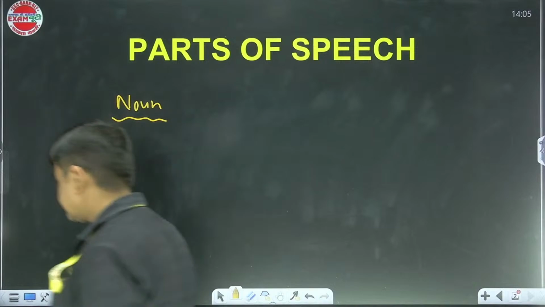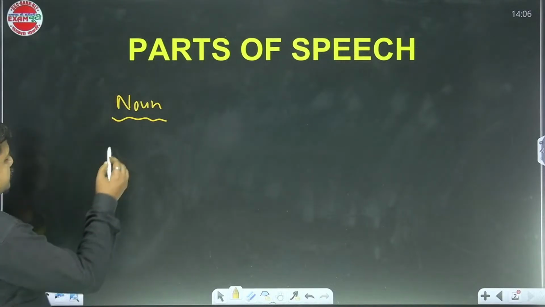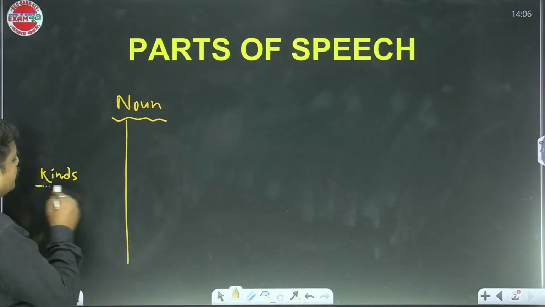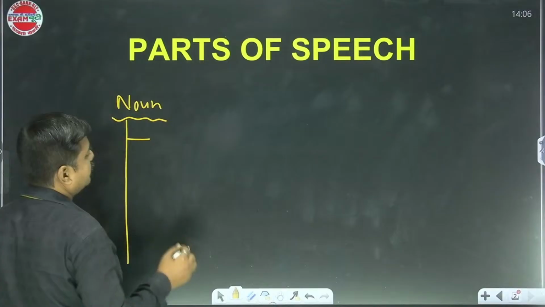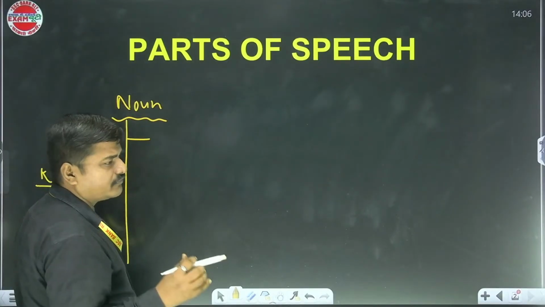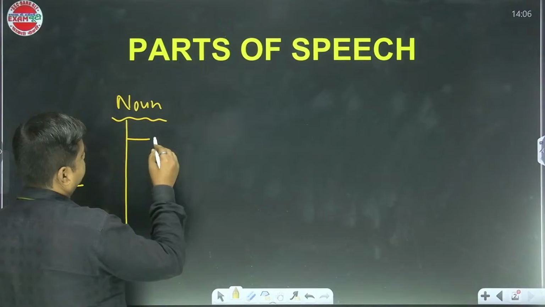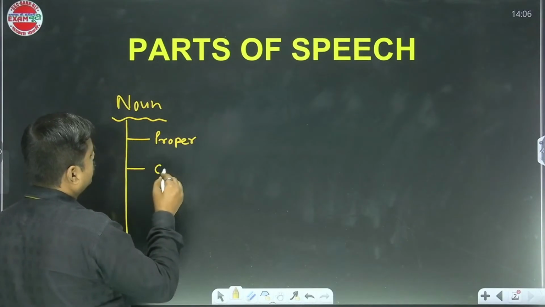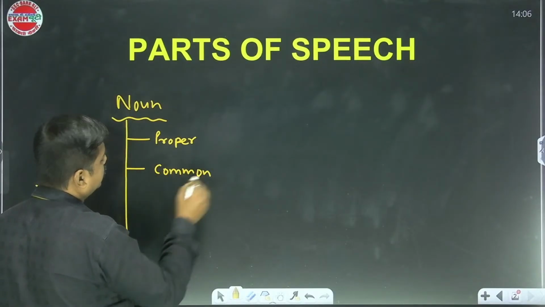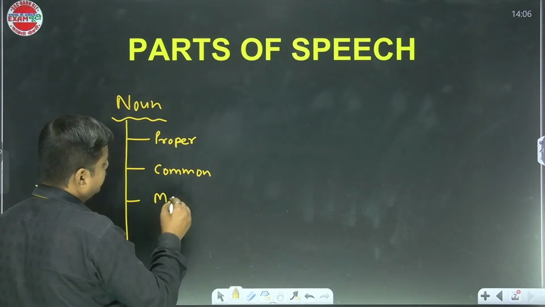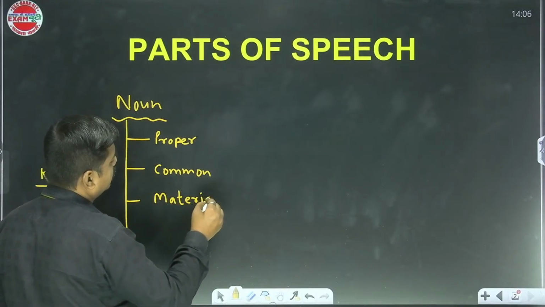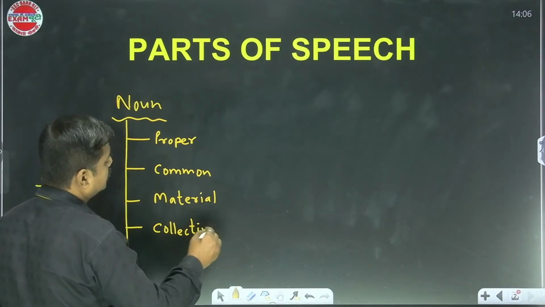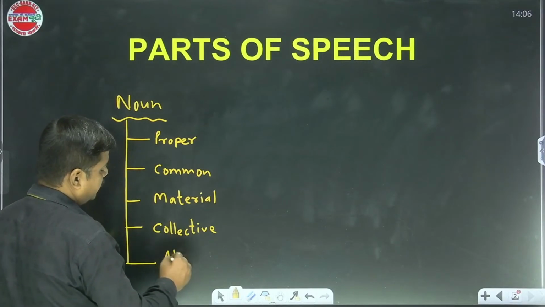So we came to know that there are 5 kinds of noun, and everybody is aware of it, like proper noun, common noun, material noun, collective noun, and abstract noun.